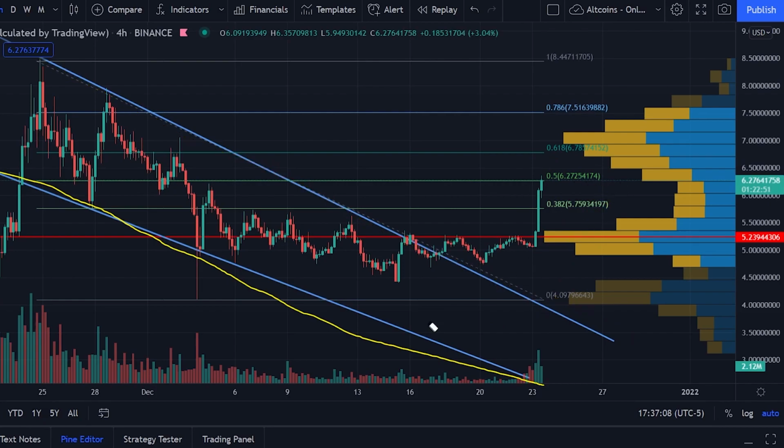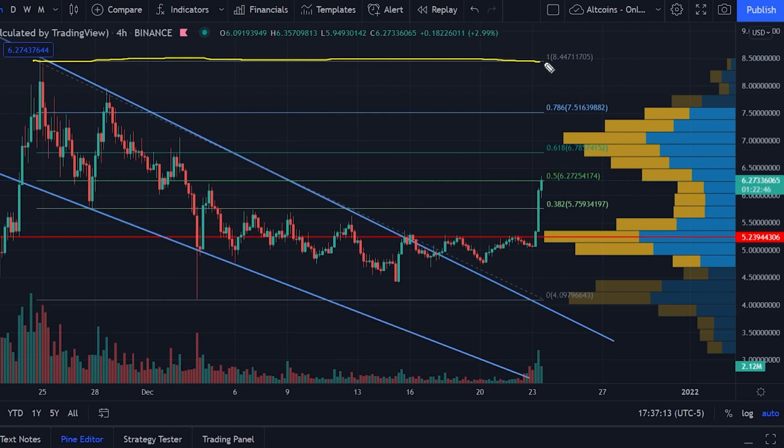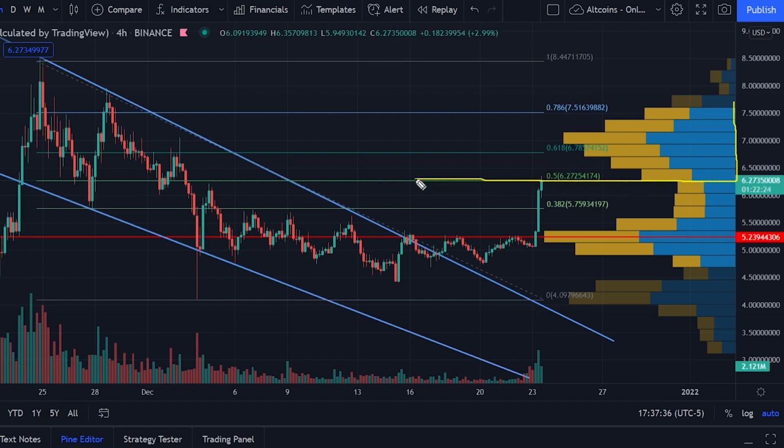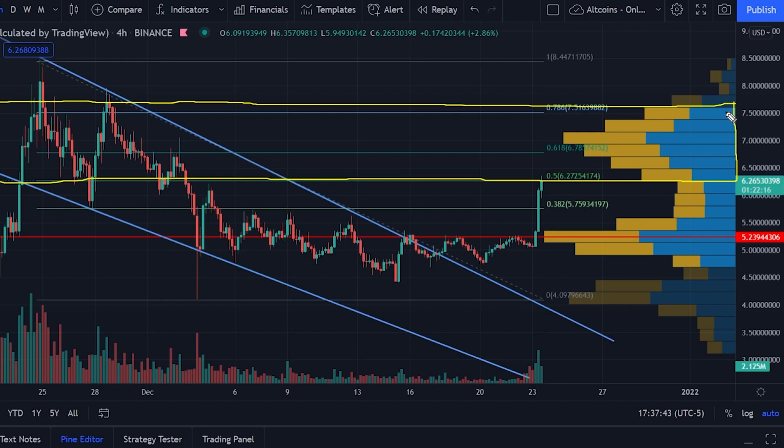The price target for this pattern is sitting at about $8.50, but exactly at $8.44, right? My short-term price target for Sandbox is at the 618 Fibonacci level, or at about $6.78. But we should definitely expect some resistance for Sandbox very soon. Looking at the VPVR, we see that a huge amount of Sandbox was traded in this zone over here, between $6.30 and $7.50, right? So a huge amount of Sandbox were traded in this zone.